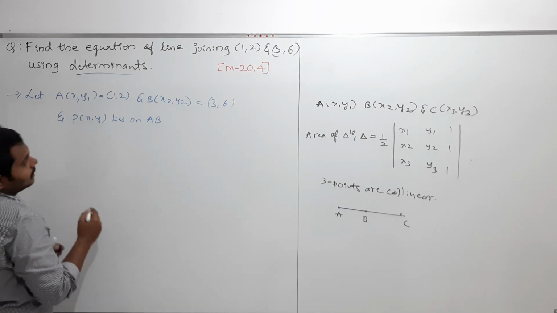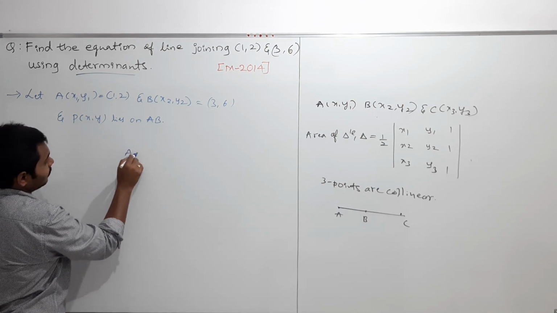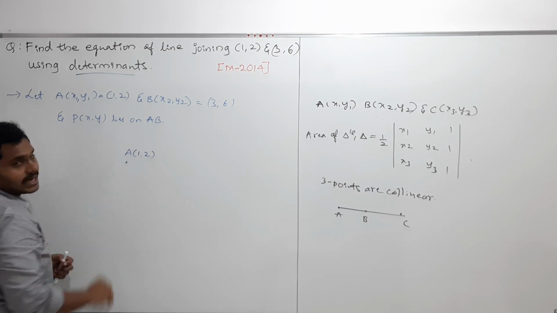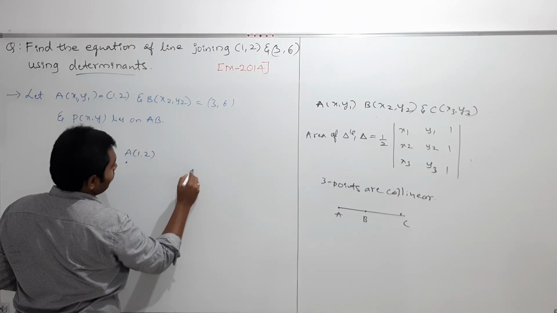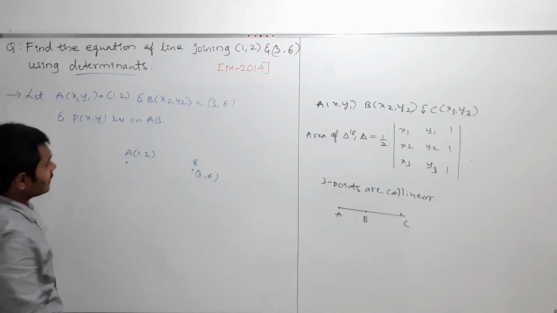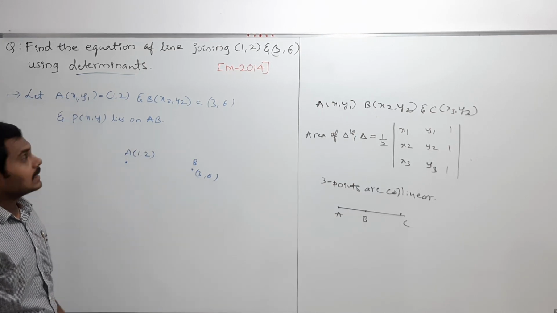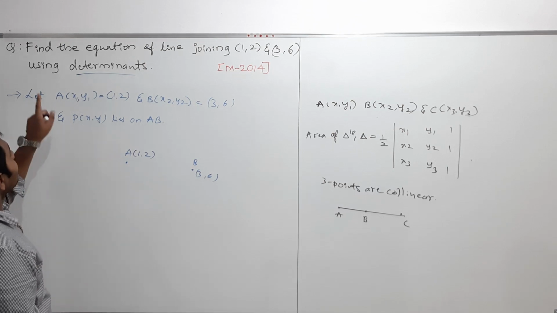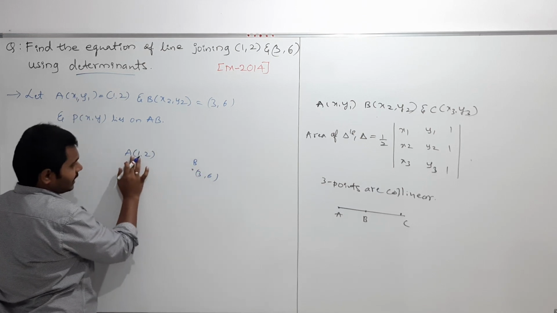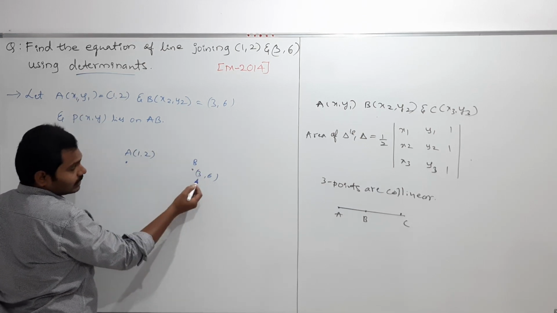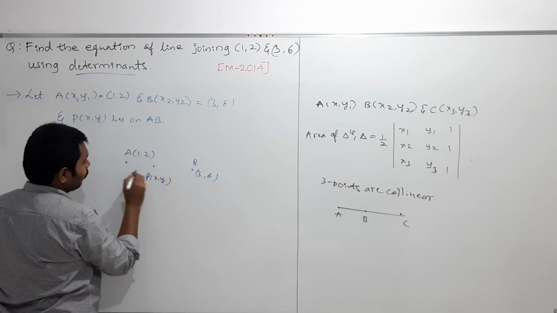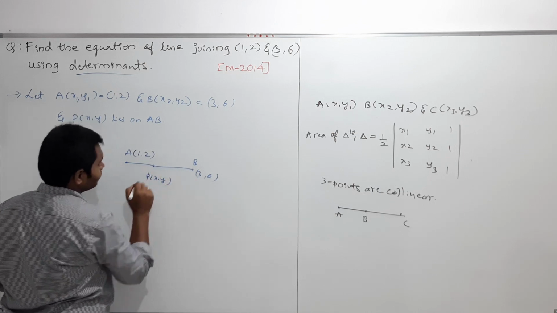To understand this concept, let us take one point A, I will take here 1, 2. This is the one point A, and another point is somewhere here, 3, 6. Clear? So if I have the 2 points A and B, then I should find the equation of the line joining 1, 2 and 3, 6. These are the 2 points I am considering, A of 1, 2 and B of 3, 6. Now I will take one point P of x comma y on this line.